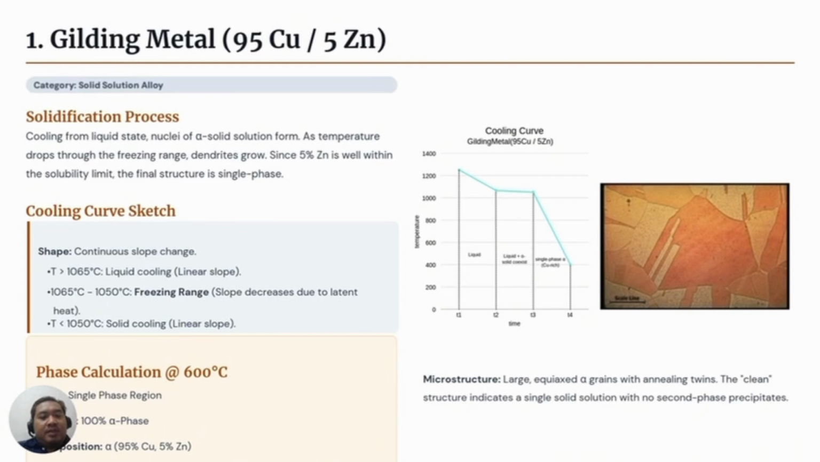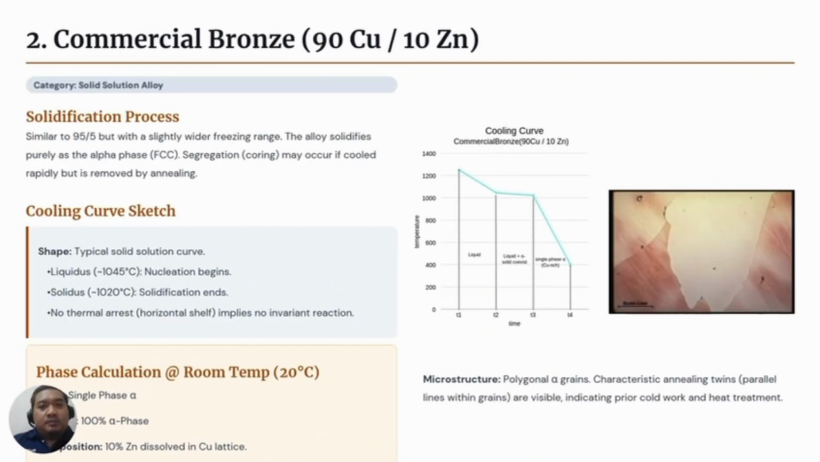In the micrograph on the right, you can see large equiaxed grains. The characteristic straight parallel lines you see are annealing twins, indicating the material has undergone heat treatment to relieve internal stress. We will continue with another slide.